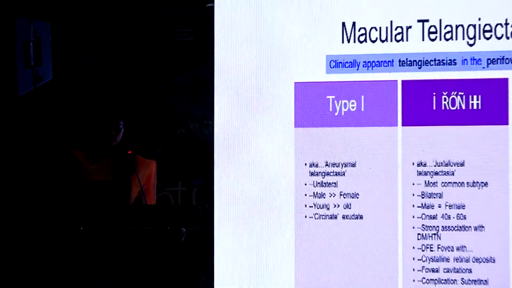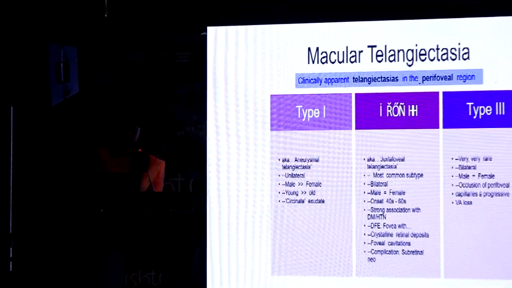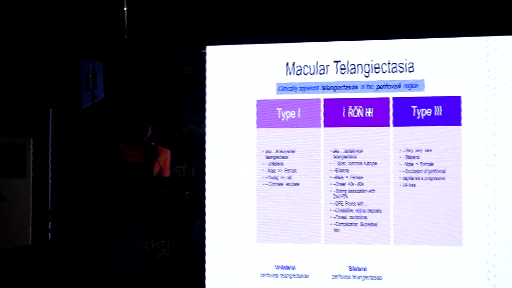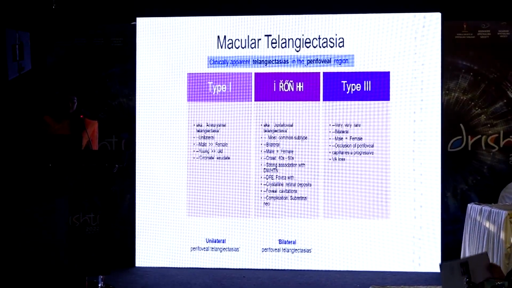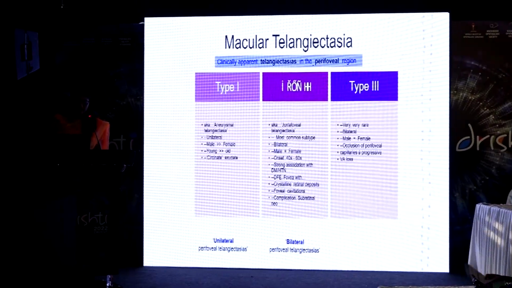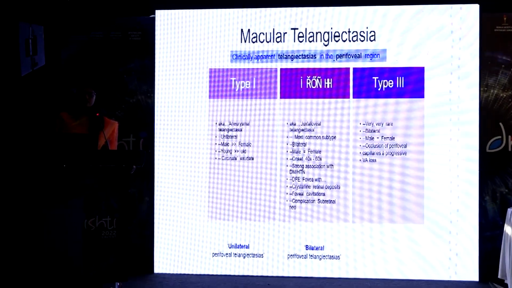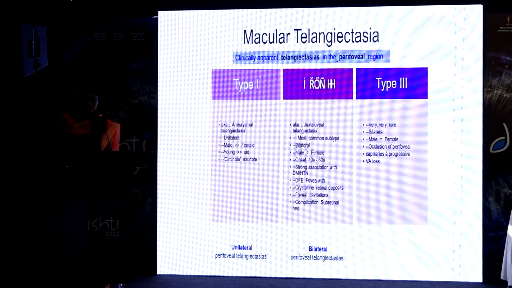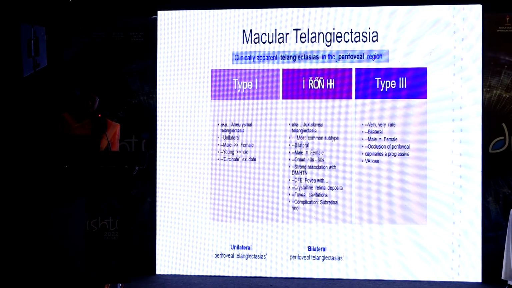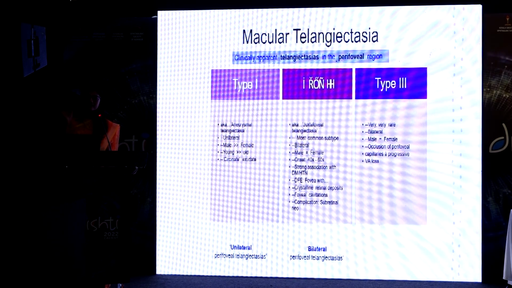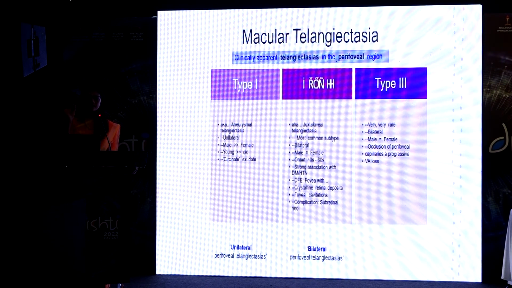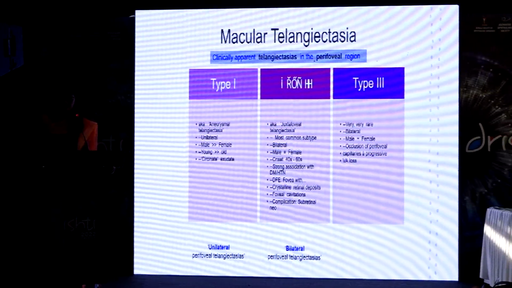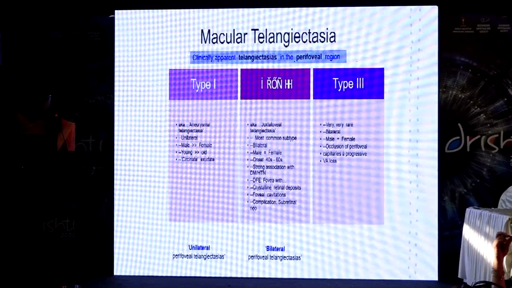If there is a clinically apparent telangiectasis in the perifoveal region, it is then divided into type 1, type 2 and type 3. The type 1 is unilateral perifoveal telangiectasis. It is also called aneurysmal telangiectasia. It is unilateral, there is male predominance, youngsters more often, and it will have a circinate exudate or sometimes a lipid exudate plaque.